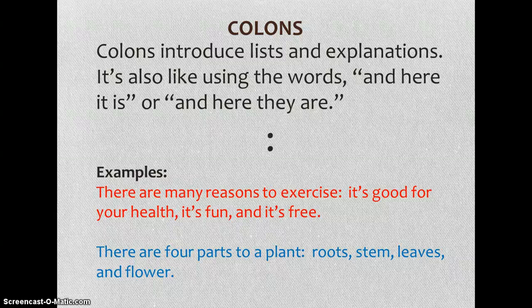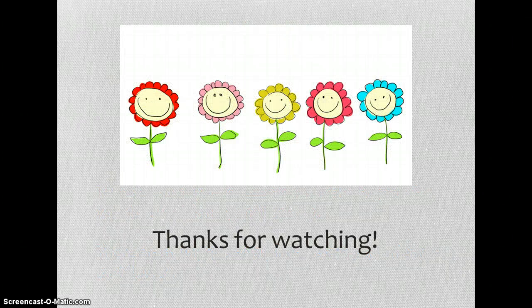It's like a list. And the same thing applies to the last example. There are 4 parts to a plant, colon, roots, stem, leaves, and flower. So it lists the 4 parts of the plant, and that's why you need a colon right after the word plant. So this is how we use colons in our writing.